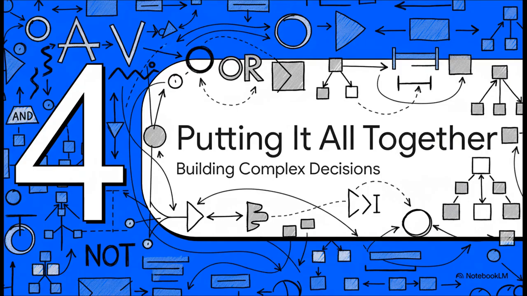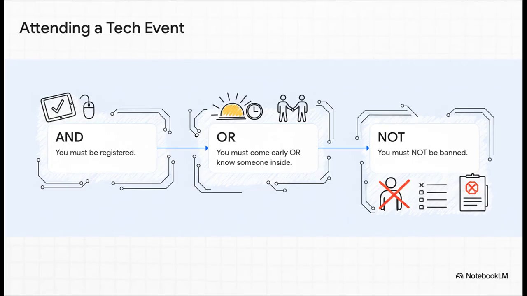Okay, so here's where it gets really powerful. The whole point is that these simple operators, and, or, and not, they don't usually work all by themselves. Their real magic, their real power, happens when you start chaining them together to build much more complex and nuanced decisions.